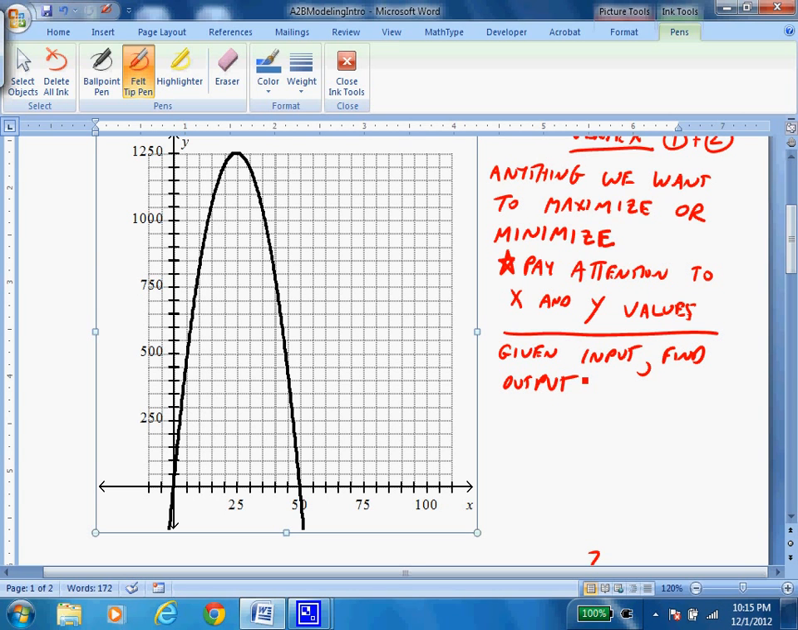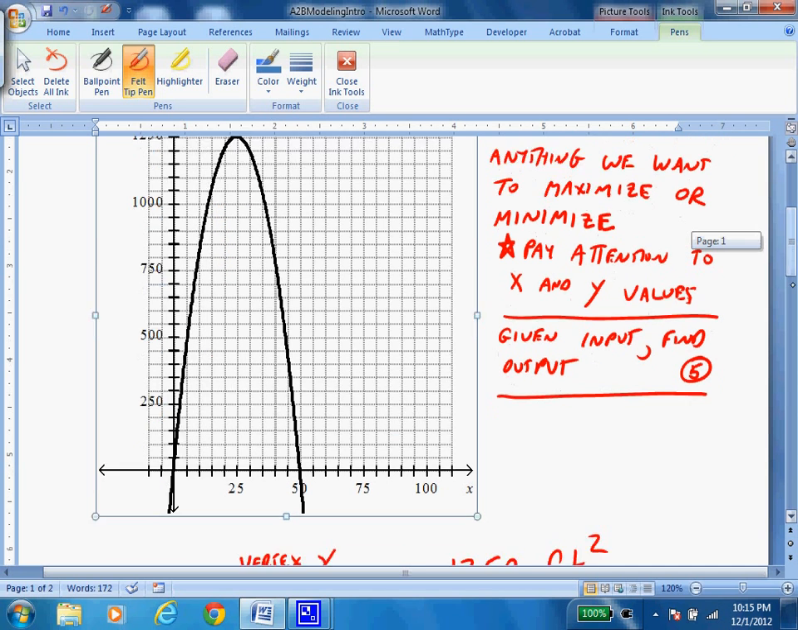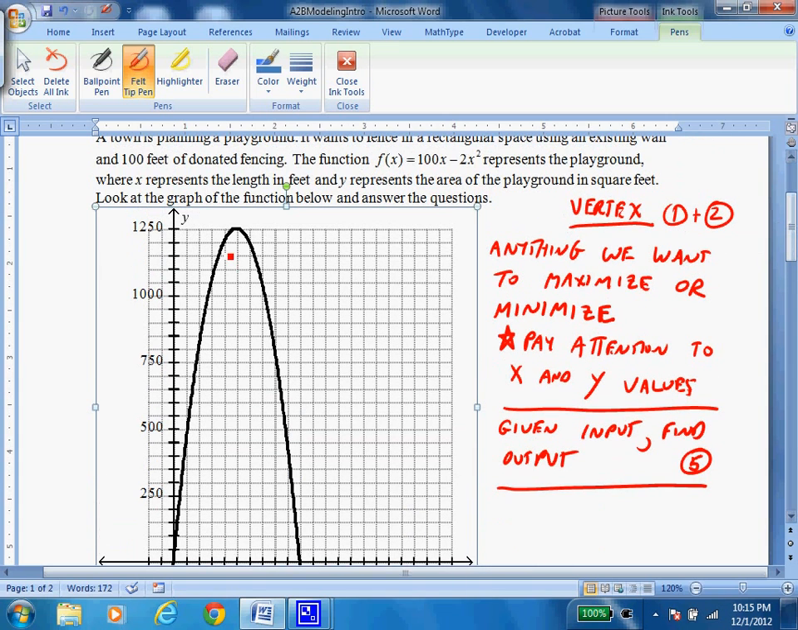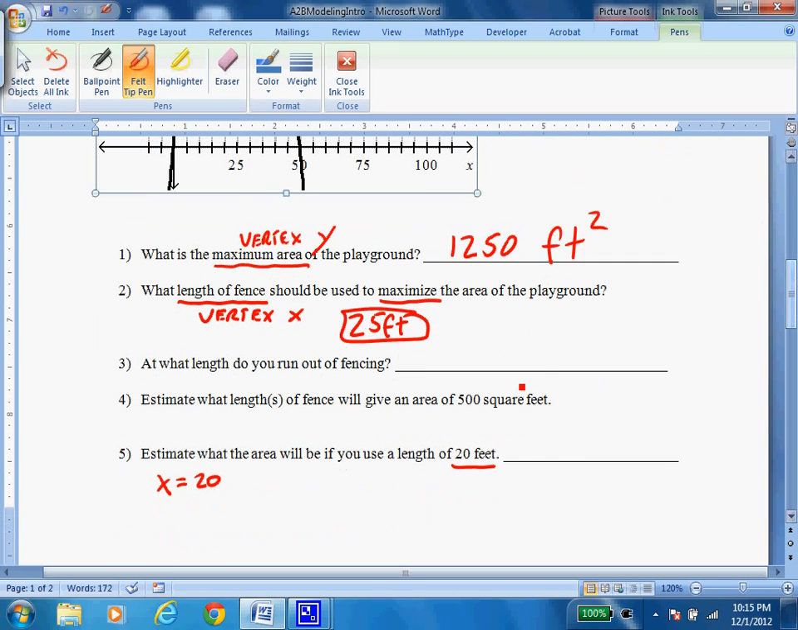So a problem where we're given the input and we have defined the output, that's like problem number 5. And you'll notice I can either look at the graph and see that when x equals 20, my y value is say about 1,200 square feet. So we'll answer the question like so.